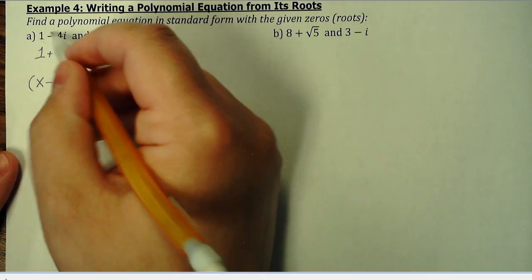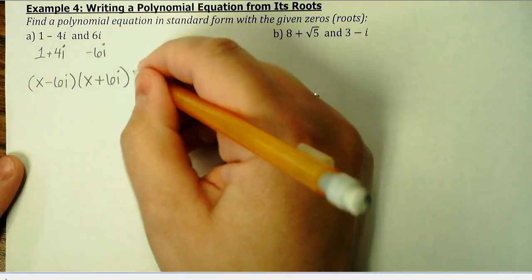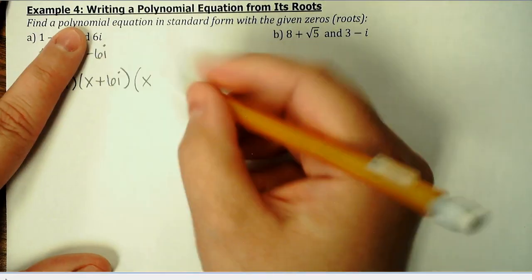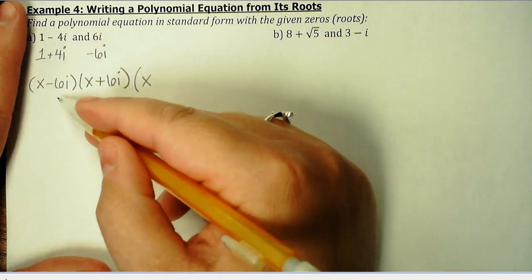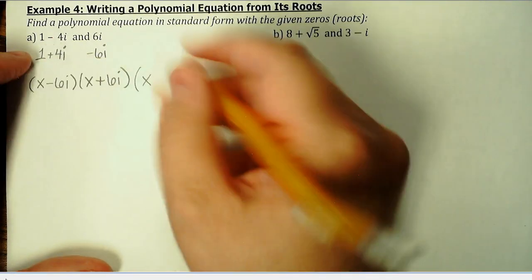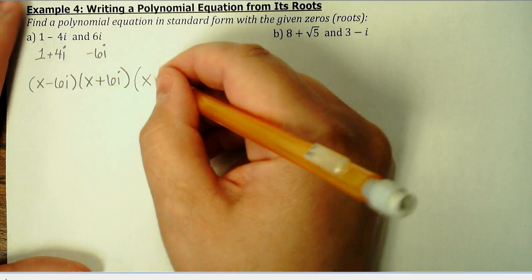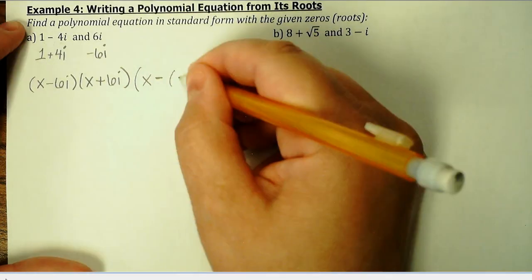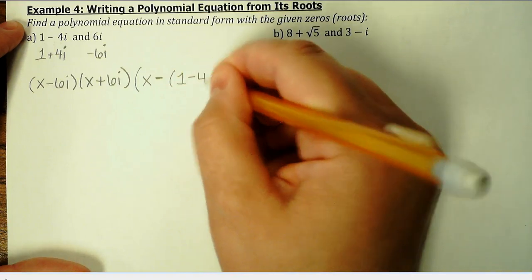Now, these are trickier. So here's how this works. Normally, if I have a positive 6, we would write x minus 6 for the linear factor. If we have a negative, we write a plus. These both start with a positive 1, so I'm going to write a minus. And what you want to do, if this has a couple parts, is go ahead and put those in parentheses.